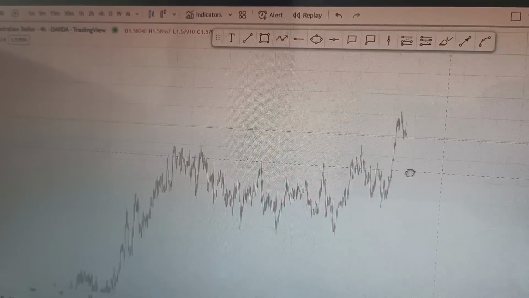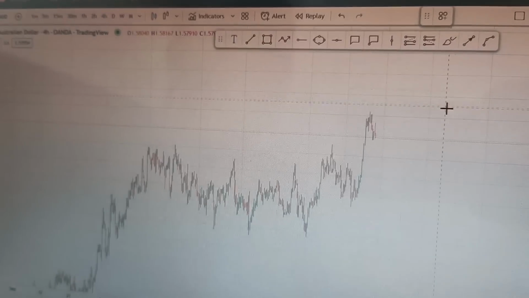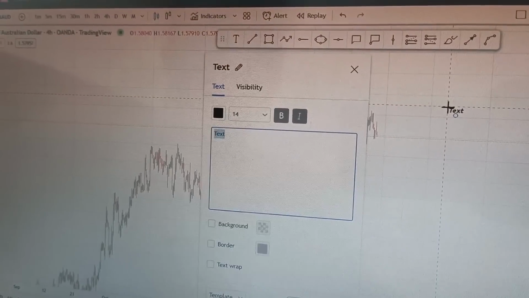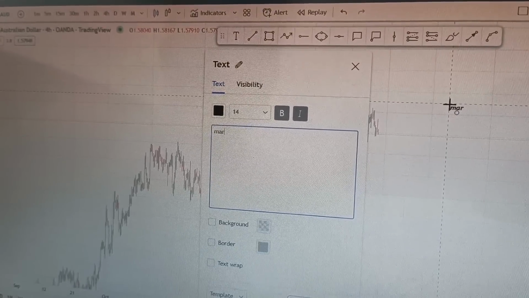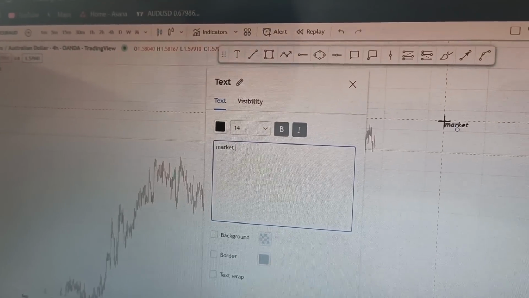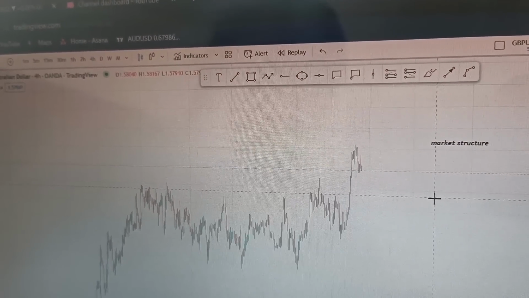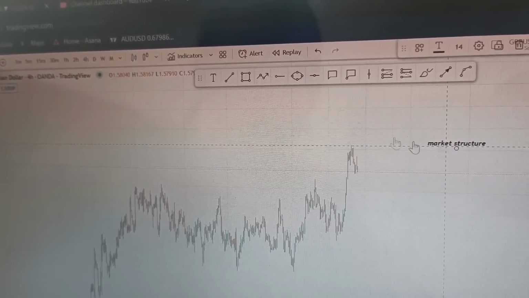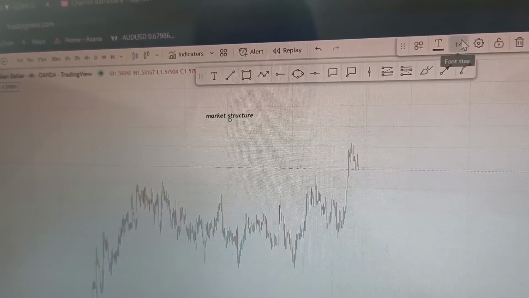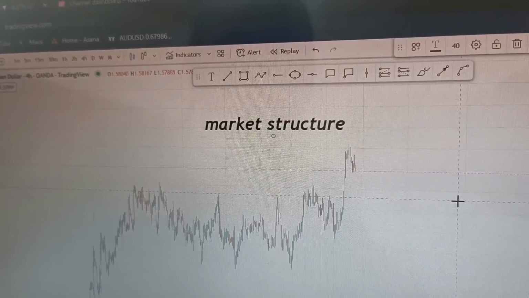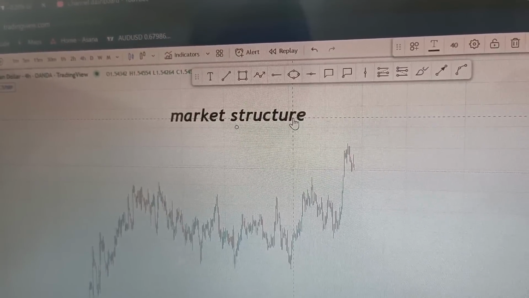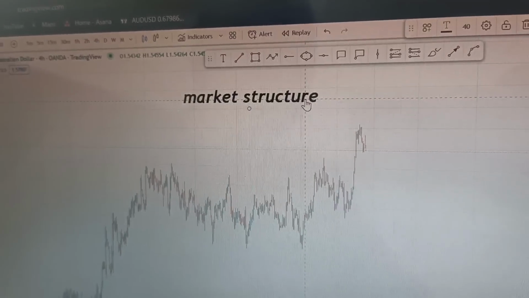The first thing that you need to understand is that you need to know the market structure. So the market structure. So we need to understand what is our market structure. Let me show you. So this is our market structure. You need to have an understanding, what are we dealing with. So the first thing, on 4-hour, you need to know about the market structure.